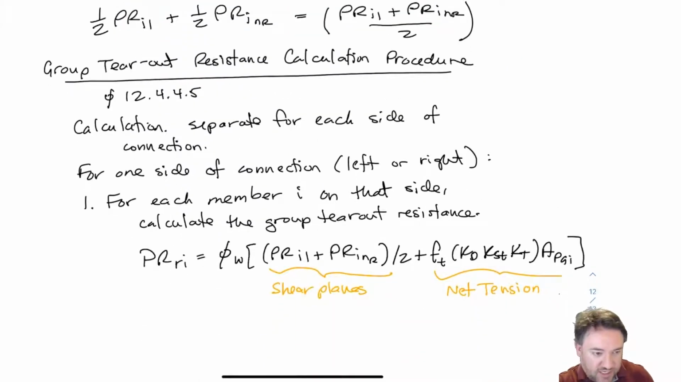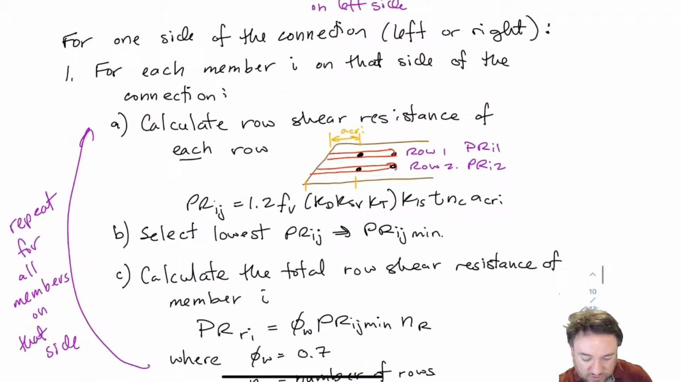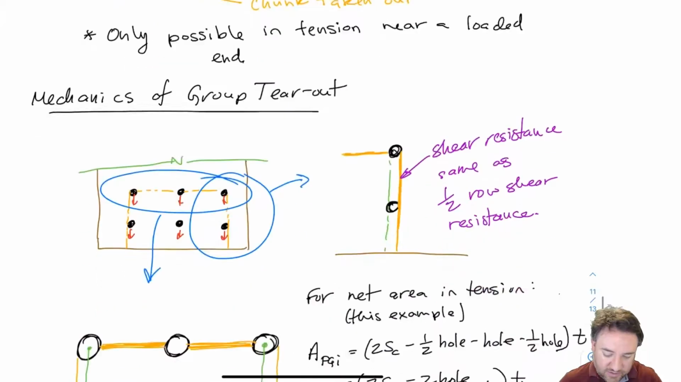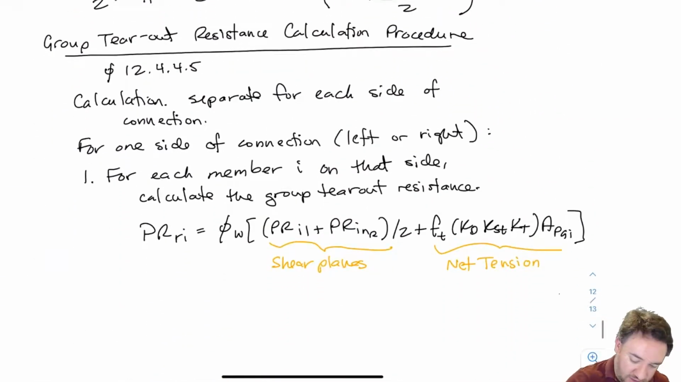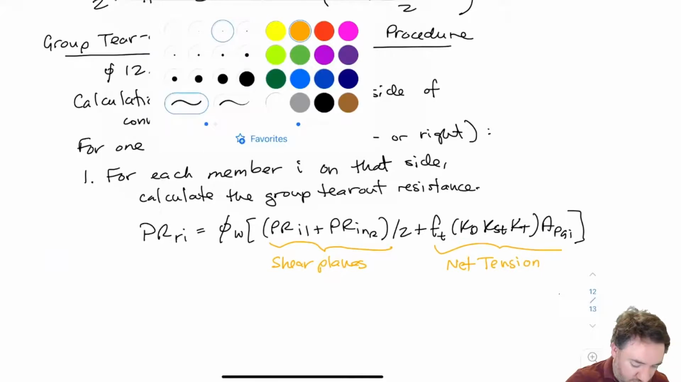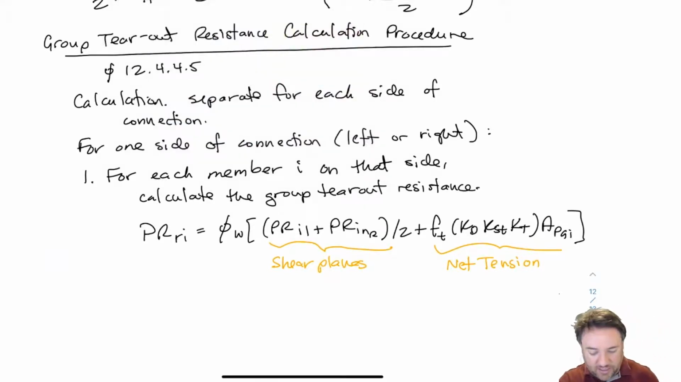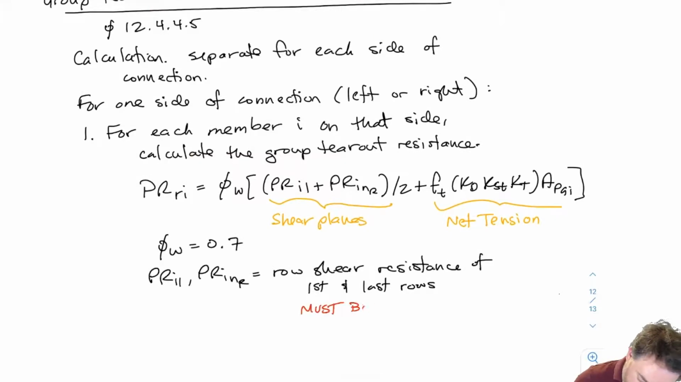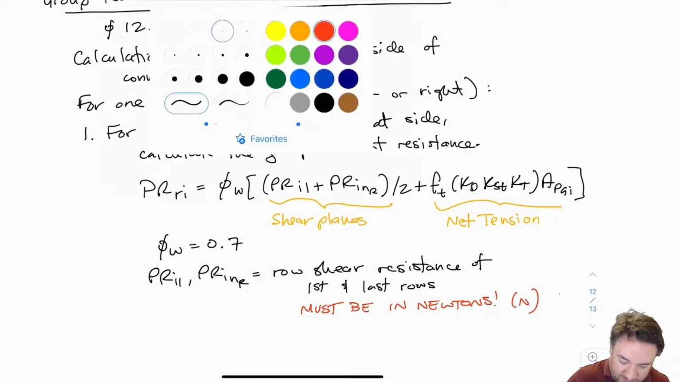Now here we have KD, KS, KT on the right for the net tension, but how come we don't have it on the left? That's because PRI1 and PRINR, which we learned about when we calculated row shear, already include KD, KS, KT. So it's already built into the PR values that we use there. So we don't include it again twice. Okay, we have to be careful that PRI1 and PRINR have to be in newtons if we want this equation to work out in terms of units. So that's very important. Otherwise, you're going to mix units, right?